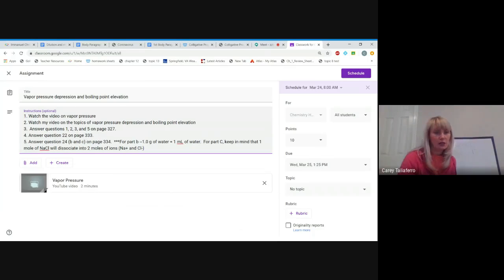And then part C, remember 1 mole of NaCl will dissociate into 2 moles of ions. Now, hear me out for just a second, guys, before I close. I think this is going to be a little harder for you. Try these problems. They're not due until Wednesday at 1:25. So you have office hours Wednesday morning. Please check in Wednesday morning if you are confused.